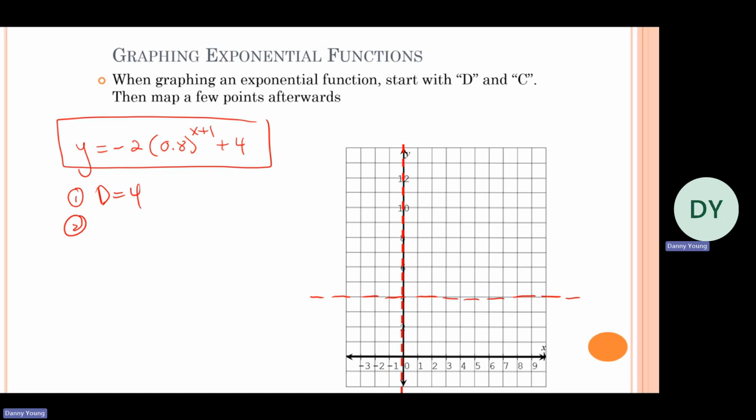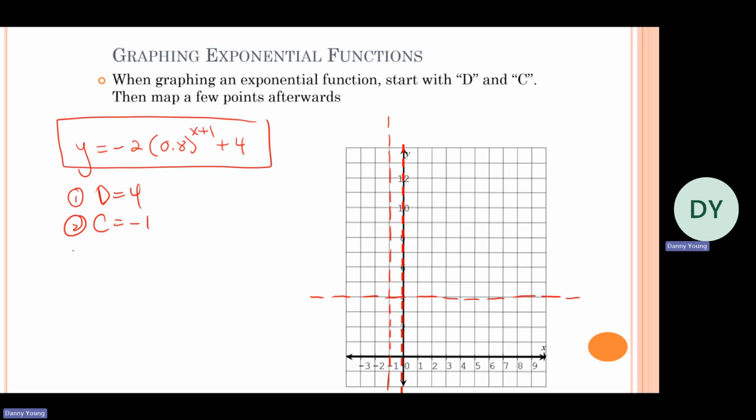Okay, number 2. What's the next thing you need to look at? C. What is C right now? C is what? What is C, everybody? C is not 1. C is what? -1. If C is -1, that means that your y-axis now becomes where? At -1. So I'm just gonna erase the other one. So this is your new y-axis.